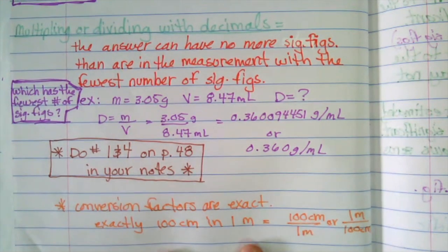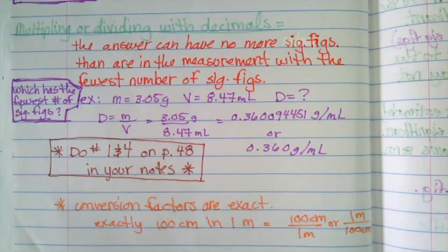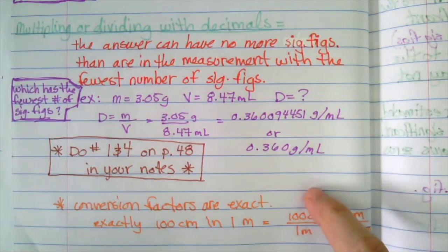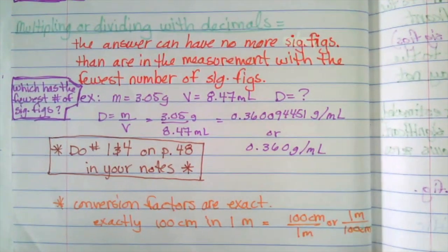I also have one extra note at the bottom. Conversion factors are exact, okay? Exactly 100 centimeters are in 1 meter. So both of those zeros are significant, okay? And it would be 3 significant figures for that. And they can be written either way, 100 centimeters on top or on bottom. It just depends what we're trying to find, and we'll practice that later.